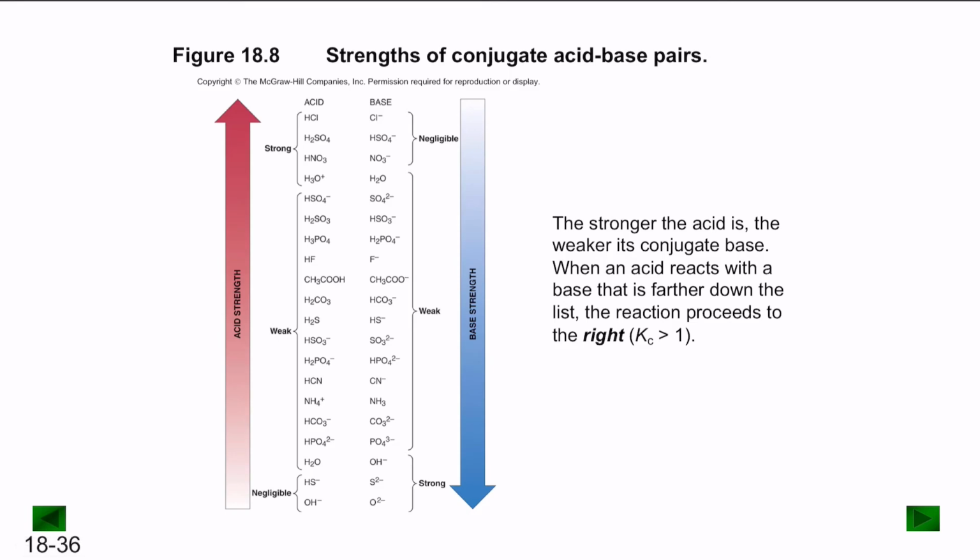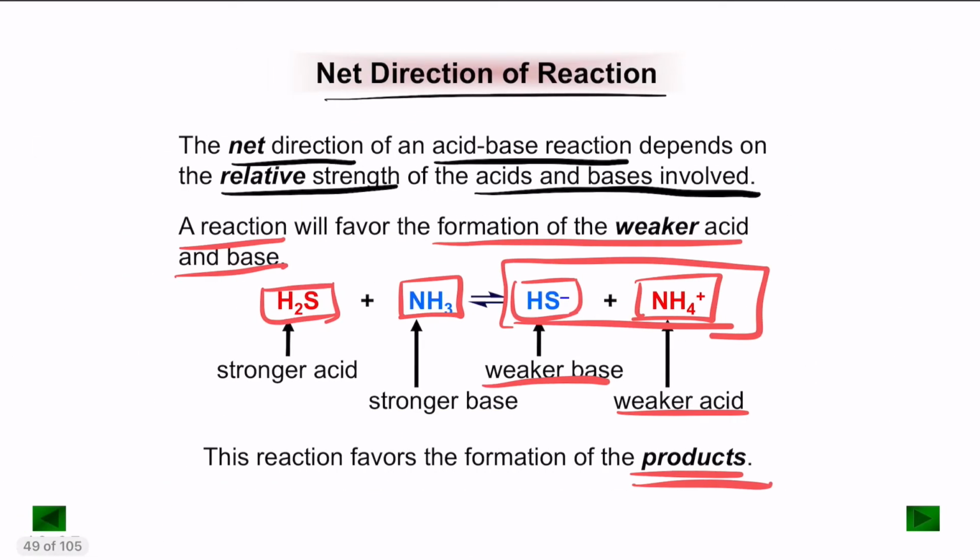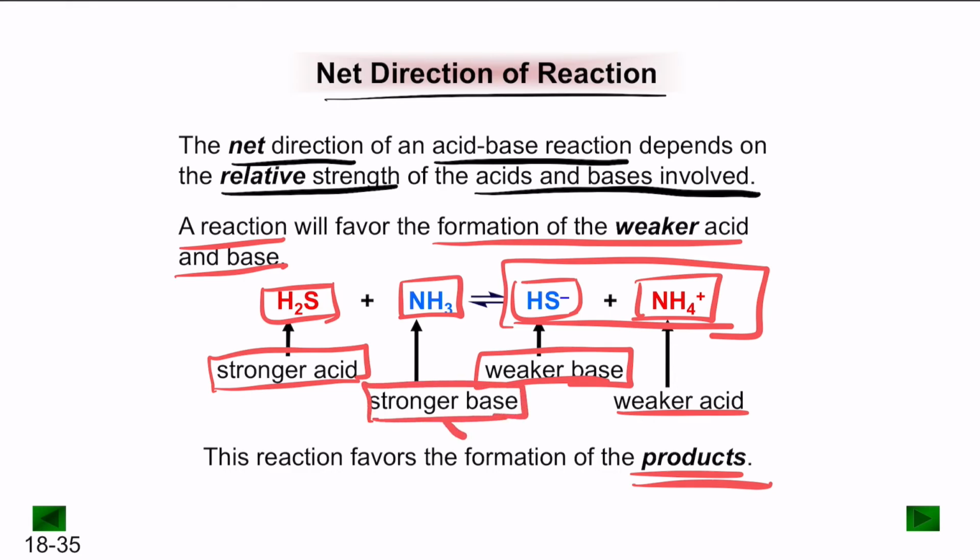So again, let's take a look at right here. So how do you understand this? A stronger acid always yields a weaker base. Remember this, that the conjugate of a stronger one is always a weaker one. So the conjugate of a weaker one is a stronger one again. So a strong base leads to a weak acid, and a strong acid leads to a weak base.